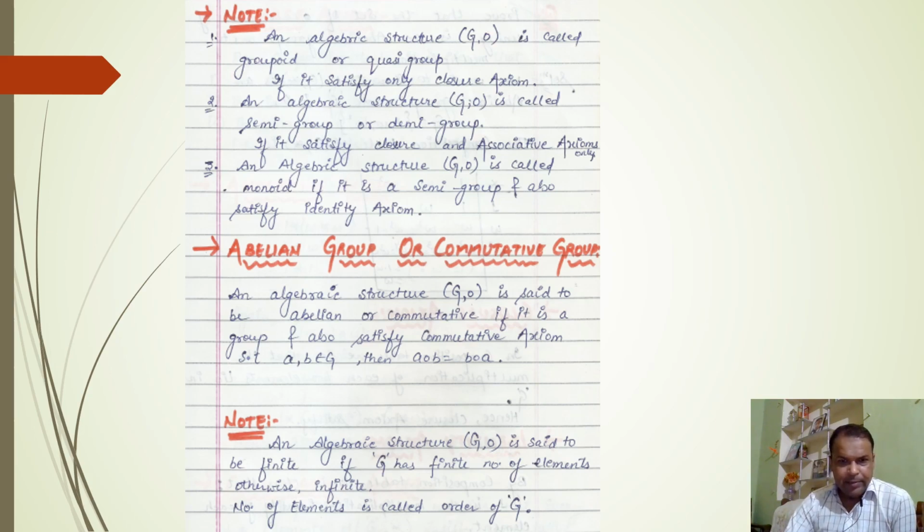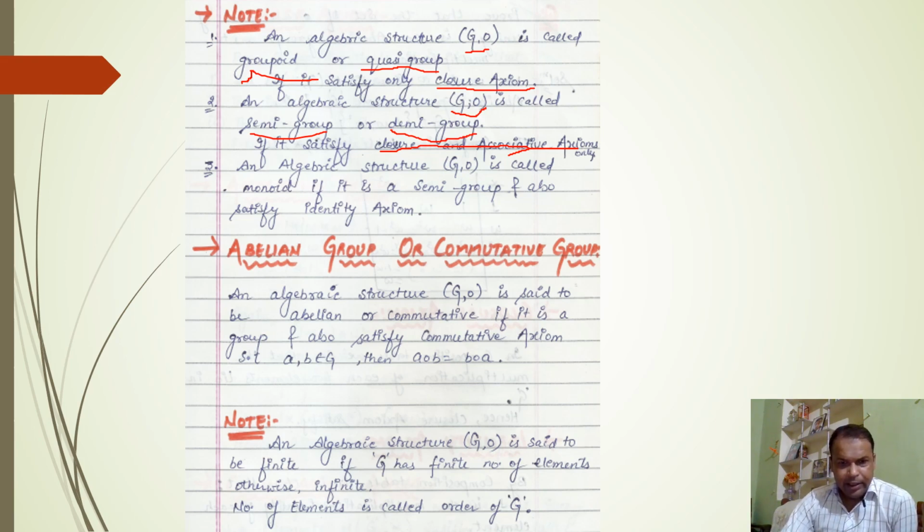However, if an algebraic structure satisfies only the first property, that is closure axiom, then it is known as groupoid or quasi group. It is a part of, or special type of, group, but it is not a complete group. And in this continuation, if an algebraic structure satisfies closure and associativity, then it is known as semi-group or demi-group. It means it is satisfying only two properties. First property is closure and second property is associativity.